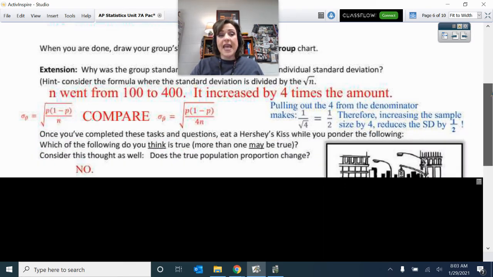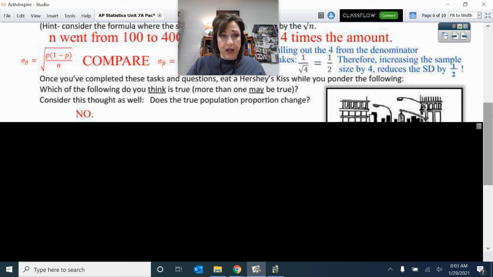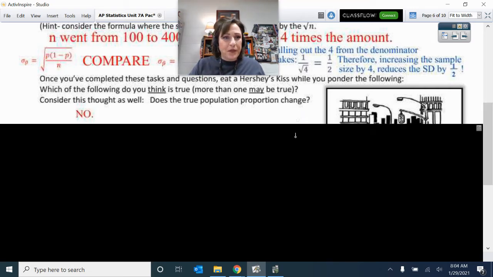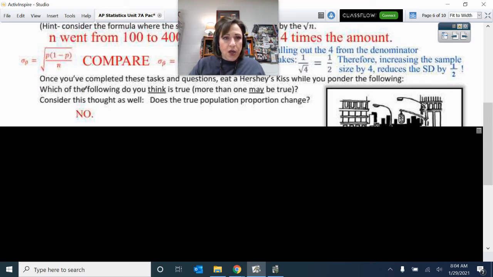Now, we're going to elaborate on this next part at a later point, but I want to start planting these seeds now of these ideas. Some of this wording and some of this thought process is a little abstract and a little bit crazy right now. But we'll continue to revisit this so that it eventually will feel a little bit more natural. So, we're actually going to talk about this. First, which of the following do you think is true? More than one may be true. So we're going to talk about these statements below.